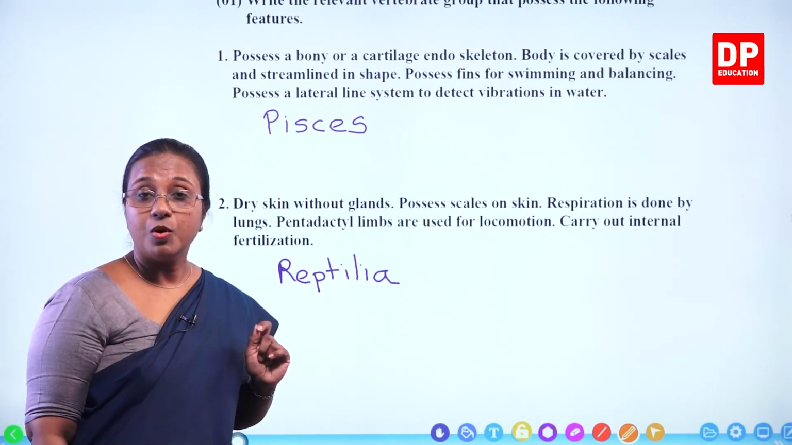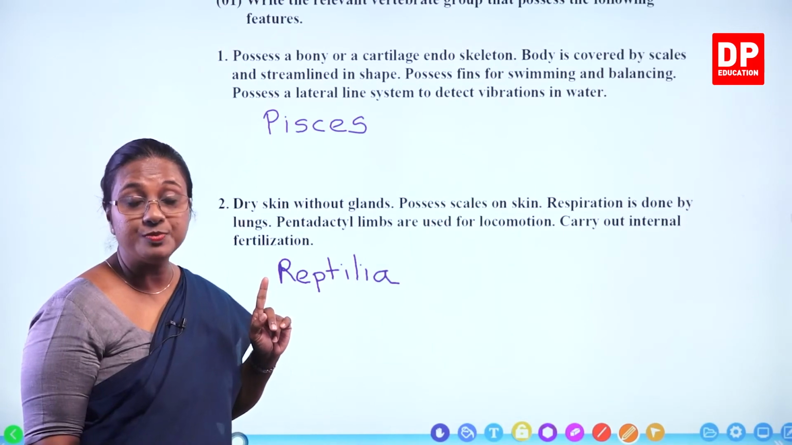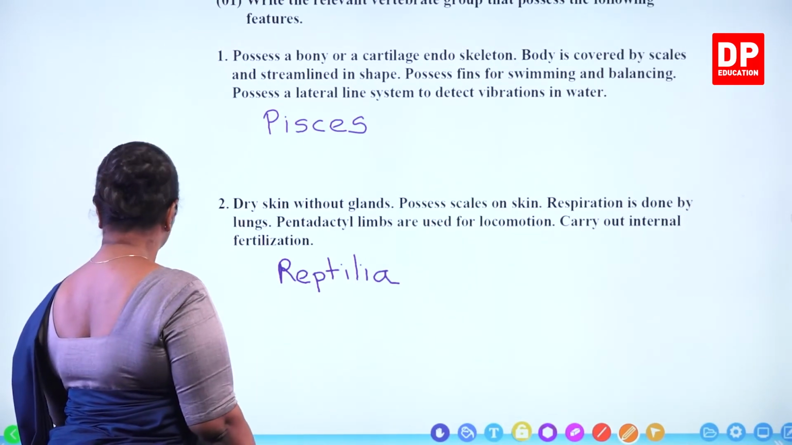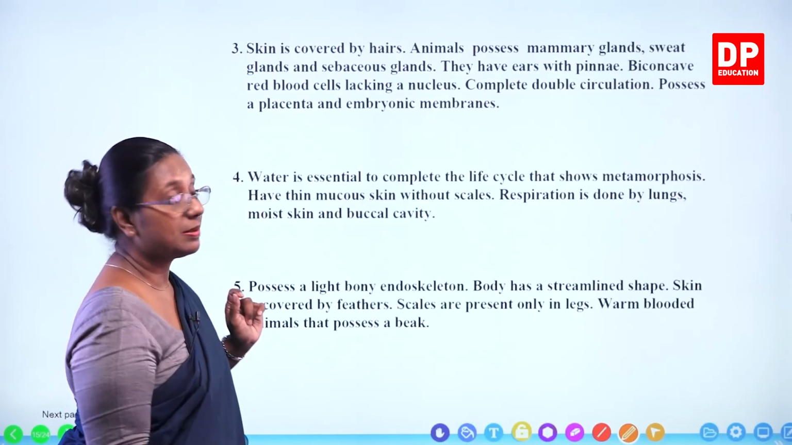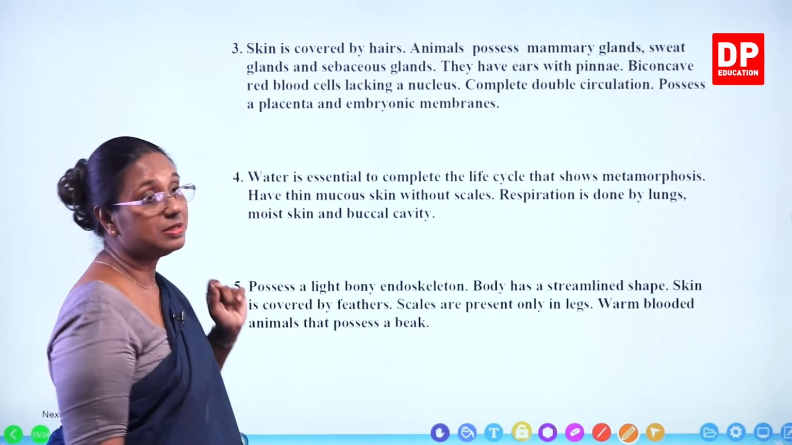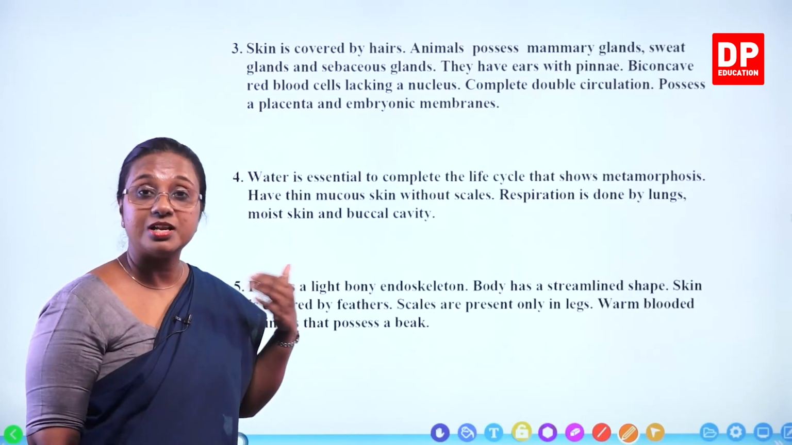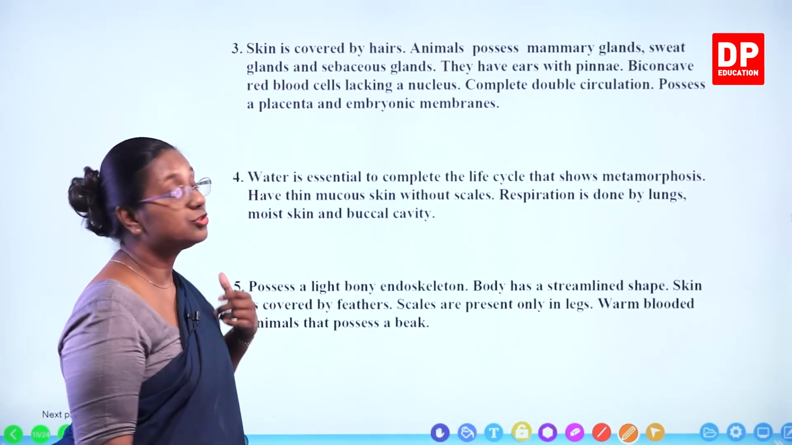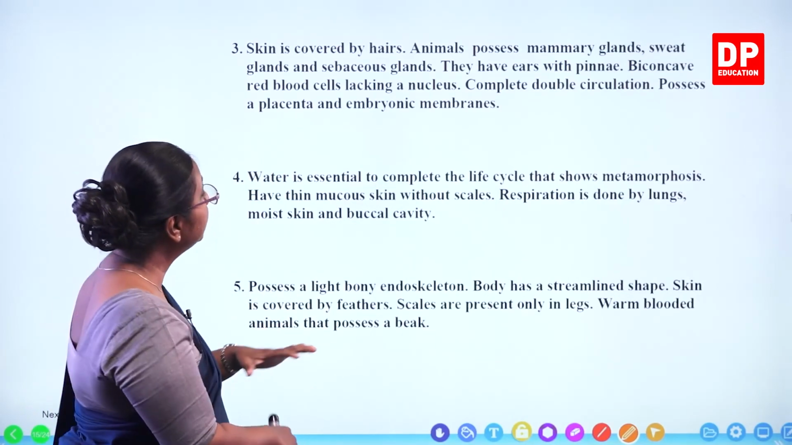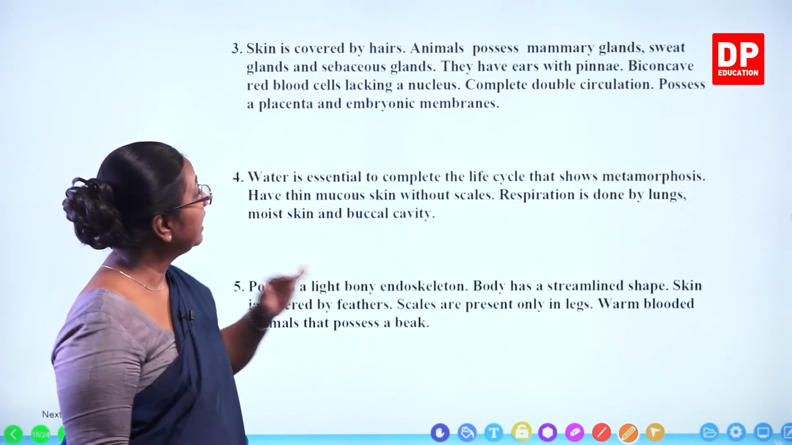Then I will move on to the next two. I am sure you were able to identify the two groups correctly. Skin is covered by hairs. Obviously you know, mammals. Animals possess mammary glands, sweat glands and sebaceous glands. That is also specific. You know, mammary glands to nourish their young, sweat glands to produce sweat and sebaceous glands to produce sebum to keep the skin somewhat oily. Not very oily, to maintain the oiliness.